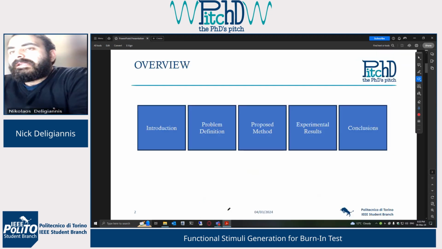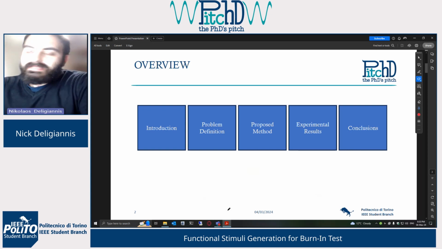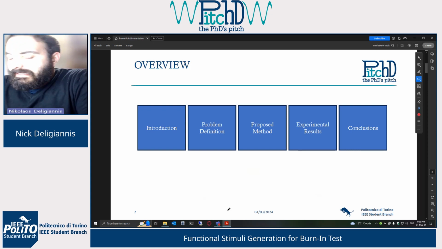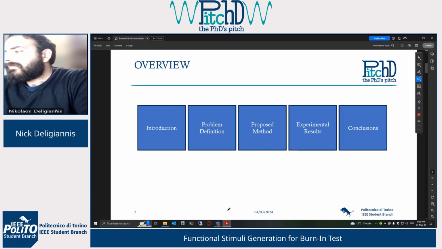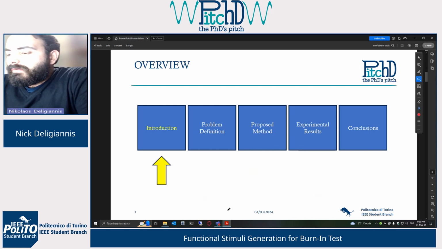My topic is functional stimuli generation for burn-in test. My speech is divided in 5 sections. One, introduction to the problem, the general area of the burn-in test and some terminology around it. Then we have some semantics for the modeling of the problem definition, and of course, the proposed method to optimally solve the problem along with some experimental results. And lastly, some conclusions and reflections about the overall work.